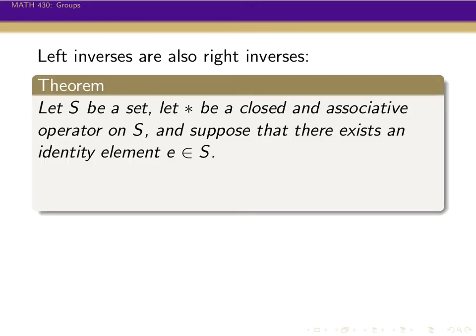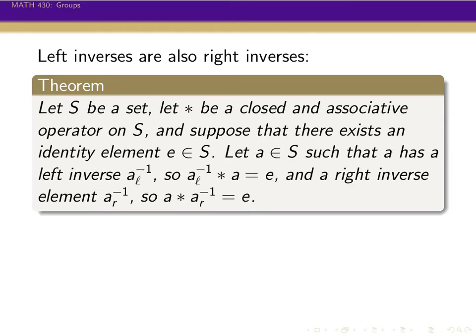So we're going to prove this in a little bit more general setting than groups. Let S be a set, and star is a closed and associative operator on S. And suppose that S has an identity element. Then if we have anything in S that has a left inverse, so if I take A in S, I'm going to call the left inverse A sub L to the minus 1. That means that if I do A sub L minus 1 star A, that's going to give me E.